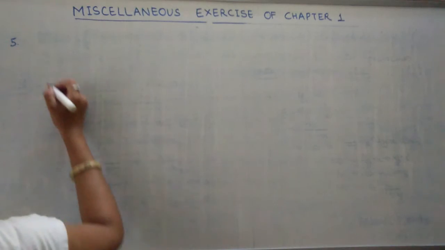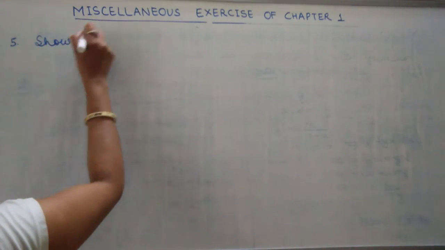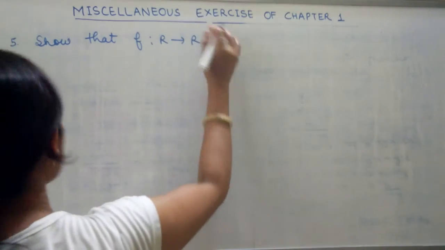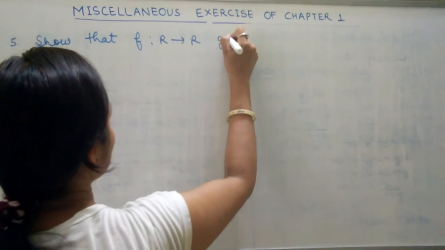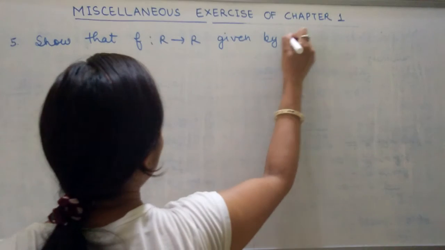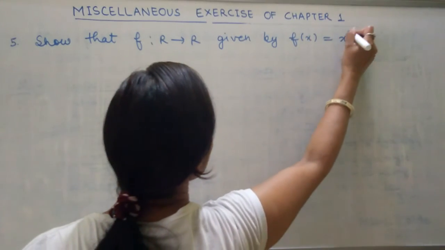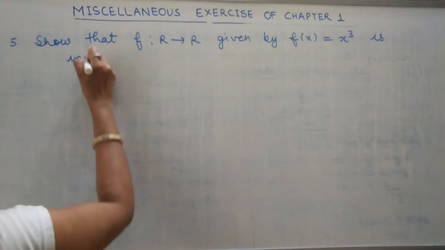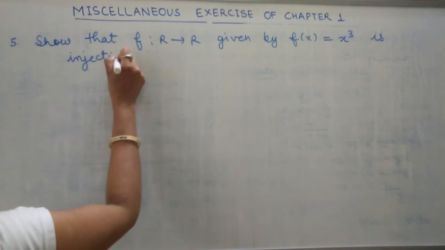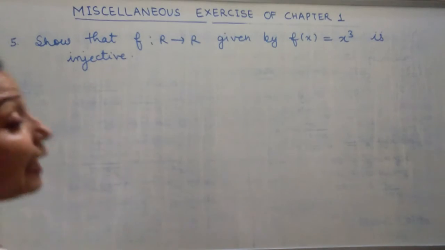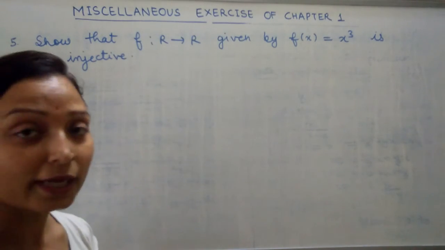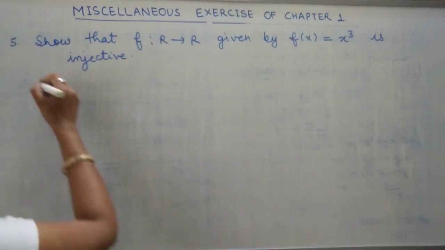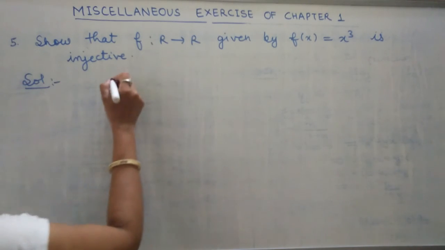The fifth question is: show that f from real numbers to real numbers given by f(x) equals x cube is injective. You have to prove it for injective. Injective means 1-1. Okay, so we have to work only for 1-1. So I will start the solution.